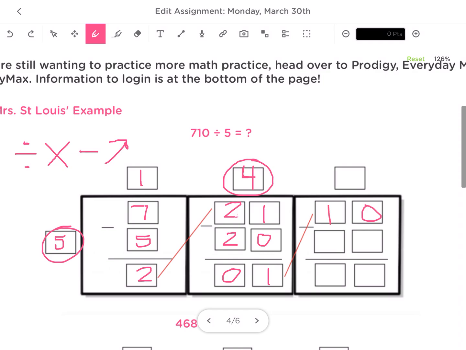Okay, now you have 10. How many times does 5 go into 10? If you count, 5, 10. Oh, there's 2 multiples. Okay, so you divided. Now you're going to multiply the number that you put in your box by your divisor here again. 5 times 2 gives me 10. 10 minus 10 gives me 0. So my answer is going to be 142.